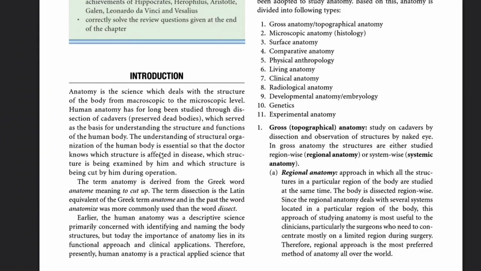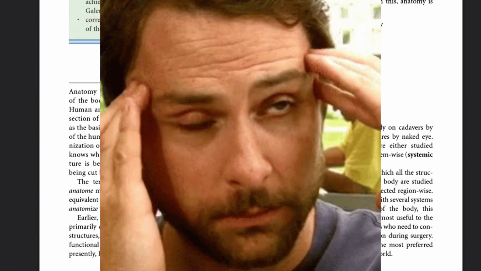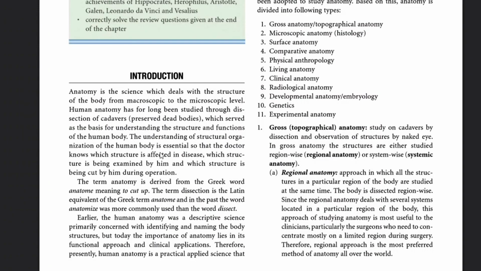So what we understand here is what the body is made of, where each organ is located, and how organs, tissues and systems are arranged and connected. All this we are going to study in anatomy. So what is the exact meaning of anatomy?